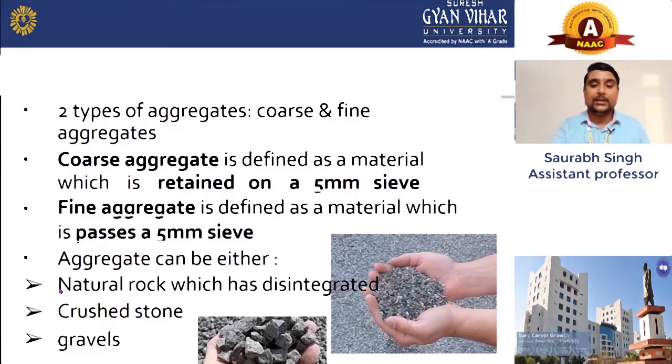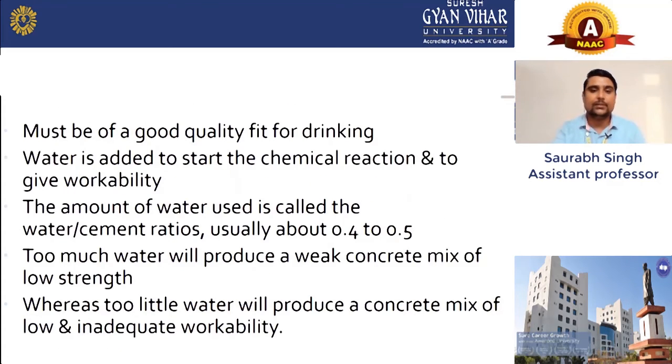And fine aggregate is defined as the material which passes a 5 mm sieve. Fine aggregate will be those aggregates which can easily pass through the 5 mm sieve when you shake it. Aggregate may be either natural rock which has disintegrated from the rock bed, or it may be crushed stone, or it may be gravel.